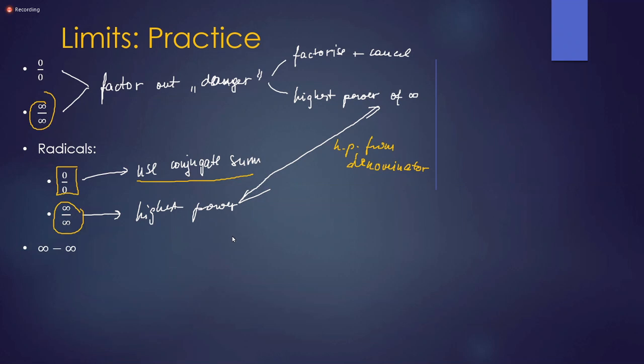Infinity minus infinity. That was something that sometimes happened. So in this case, we have to transform it to something else. In many cases, we also use the conjugate sum. In many cases for this, we still use the conjugate sum.